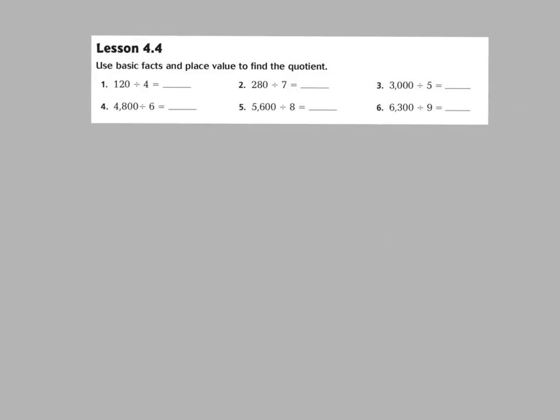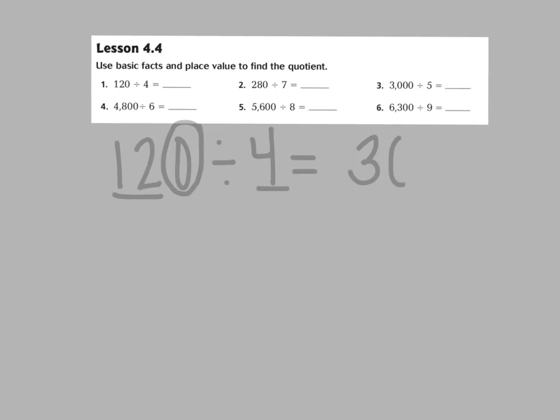Okay, mathematicians, let's look at lesson 4.4. We're going to use basic facts and place value to find the quotient. Let's look at number 1, 120 divided by 4. I want you to find your basic math fact in 120 divided by 4. 12 divided by 4. 12 divided by 4 is 3. Circle the 0 and add it to your quotient. Let's try number 3.